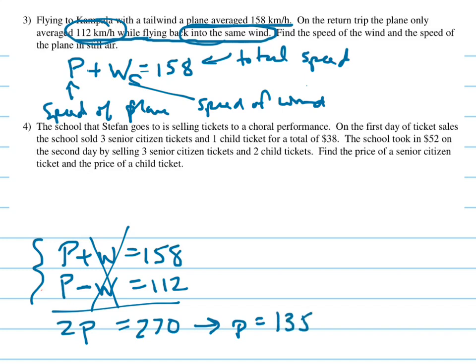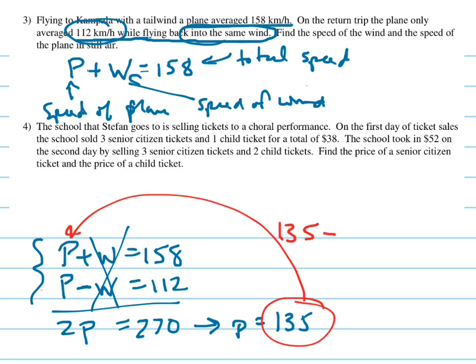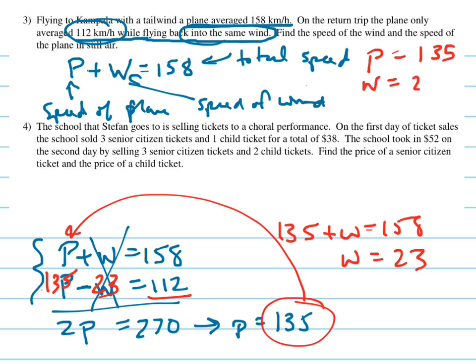And if P equals 135, when I plug this back in, 135 plus W equals 158. Subtract from both sides, and you get 23, I think. Let's just check it right here. 135 minus 23 does in fact equal 112. So those are my answers. The plane speed equals 135, and the wind speed equals 23 kilometers per hour. You want to put that kilometers per hour.